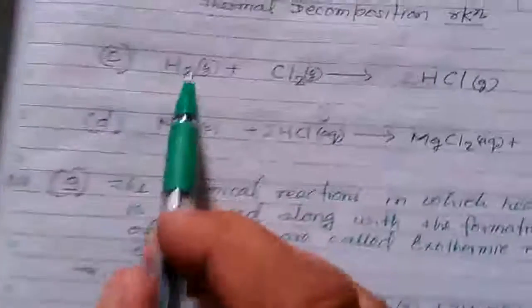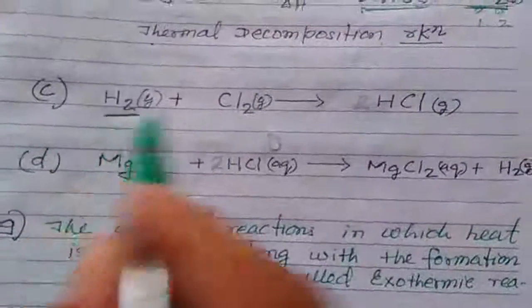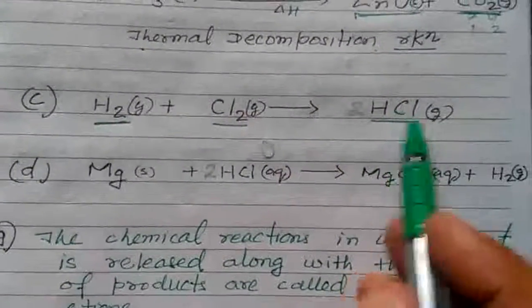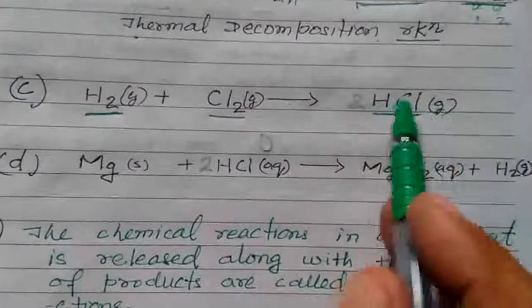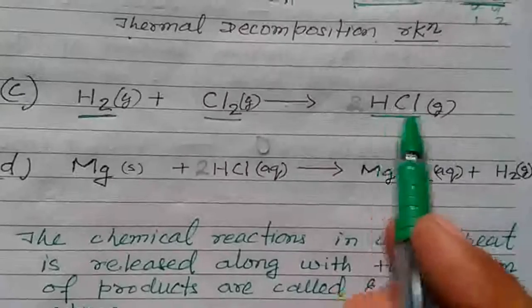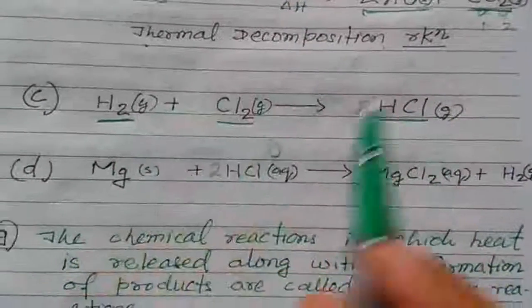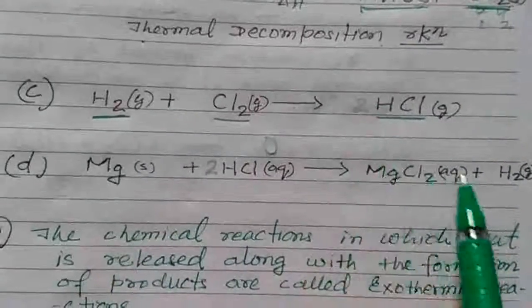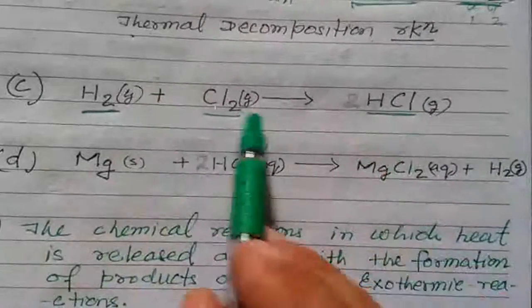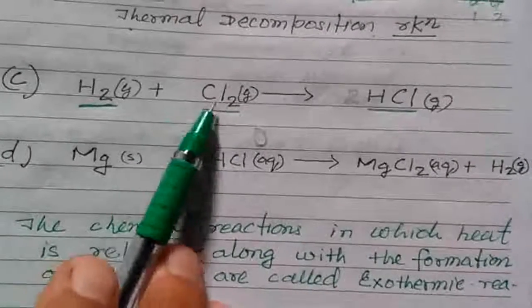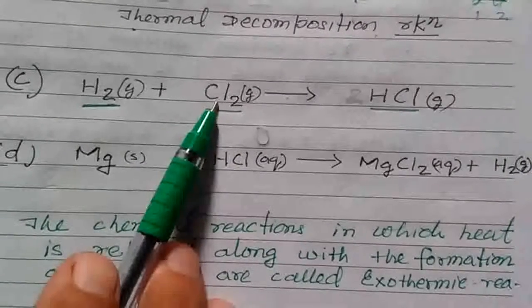C. Hydrogen plus chlorine gives hydrogen chloride, all in gaseous form. So hydrogen reacts with chlorine to form HCl. As you know, HCl is written 1 by 1 because both have monovalent valency. When we try to calculate their atoms, chlorine is diatomic. It cannot be written as 1 Cl.